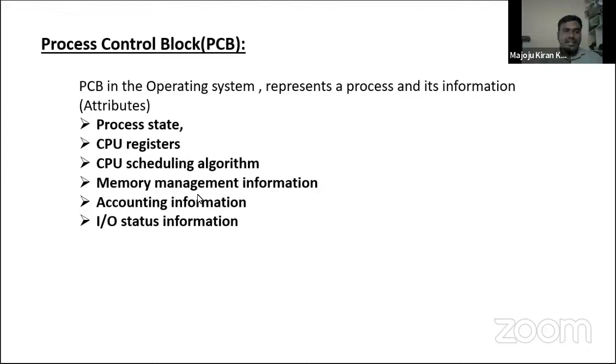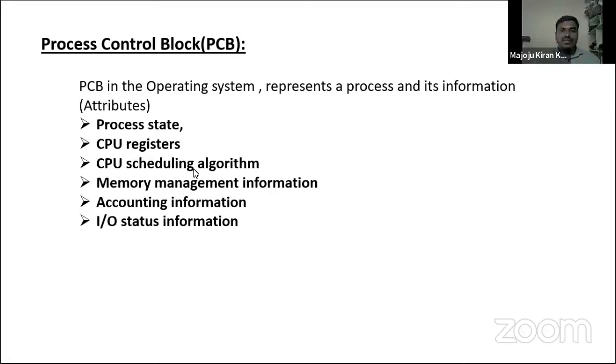And what about the memory management? That means which files are linked to that particular process, and account information, that means how much memory has been already used and how much memory is available. So that is the accounting information, and how many resources are available and how many resources have been already utilized. And IO status means whether the process is waiting for input and output. So that is the PCB attributes. So the PCB gives all these attributes.